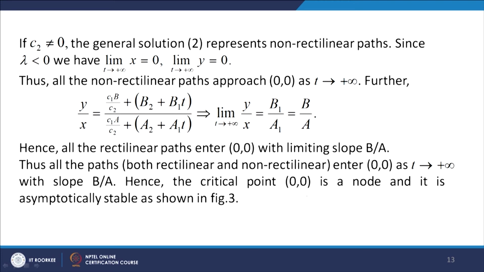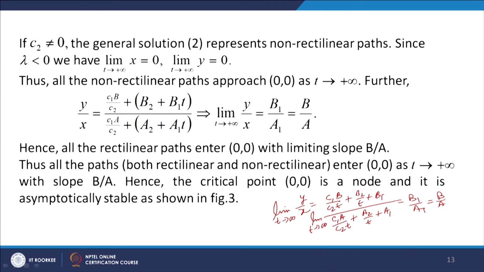When you want to take the limit as t goes to infinity, you divide the numerator and denominator further by t, and write y over x as (c1 b divided by c2 t plus b2 by t plus b1) over (c1 a divided by c2 t plus a2 by t plus a1). So as t goes to infinity, we will have the limit equal to b1 by a1, which is equal to b by a.